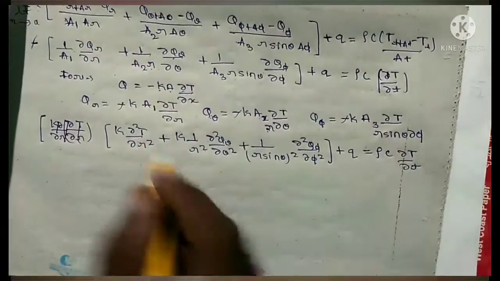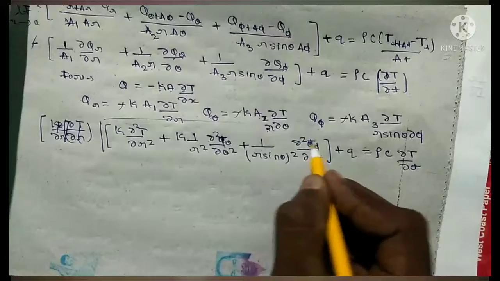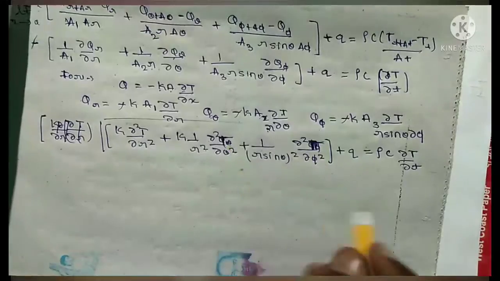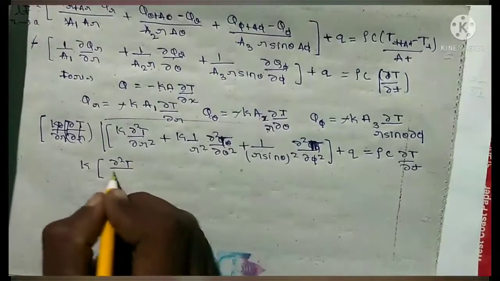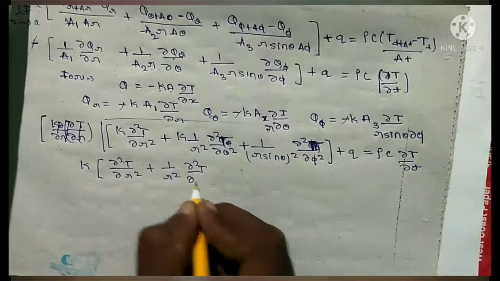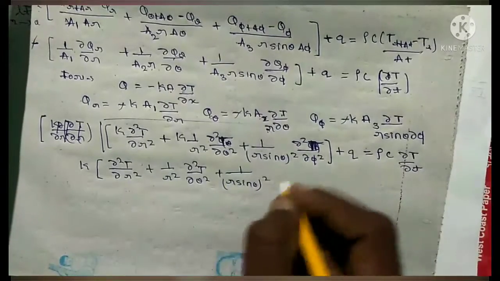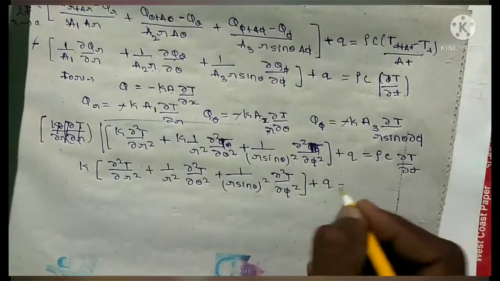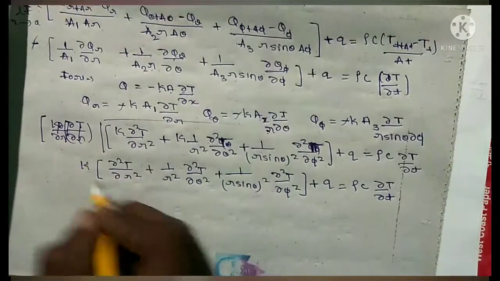So this is the conduction equation. I'm sorry, it will be the temperature, I think. Yes, it will be the temperature for ∂T by ∂t. So the remaining will be k into ∂²T by ∂r² plus 1 by r square into ∂²T by ∂theta² plus 1 divided by r sin theta whole square ∂²T by ∂phi² plus q is equal to rho c ∂T by ∂t. I will divide this whole term here.